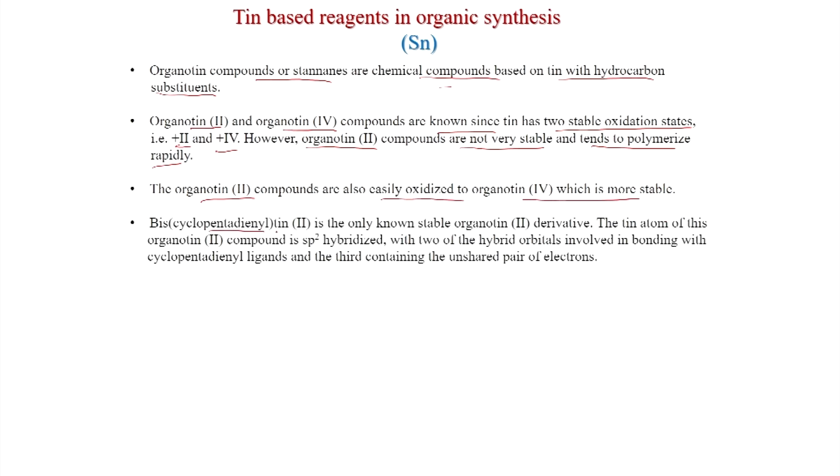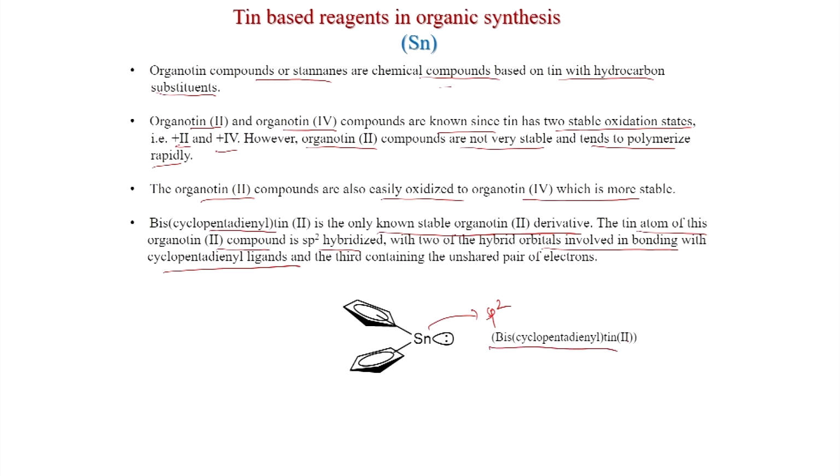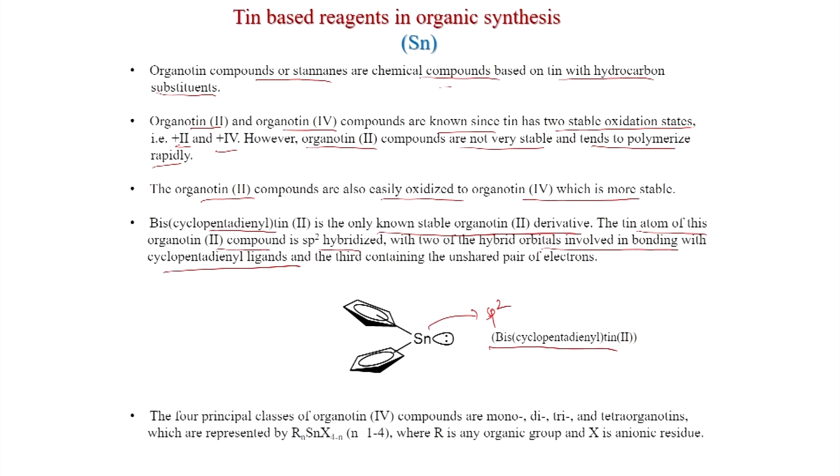Biscyclopentadienyl tin(II) is the only known stable organotin(II) derivative. The tin atom of this organotin compound is sp2 hybridized. So, this is the structure, with two of the hybrid orbitals involved in bonding with the cyclopentadiene ligands. So, this is sp2 hybridized and two sp2 are engaged in this bonding and another sp2 accommodates this lone pair. So, this is the structure of this cyclopentadienyl tin(II).